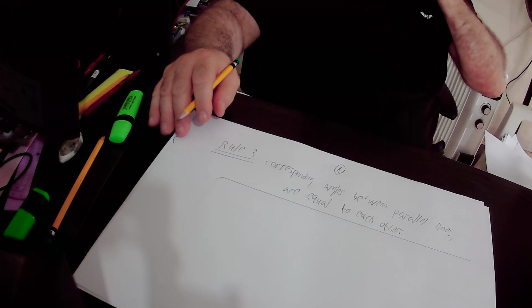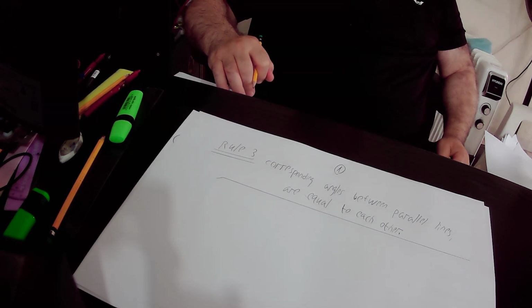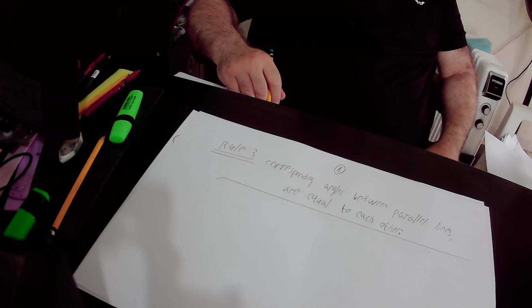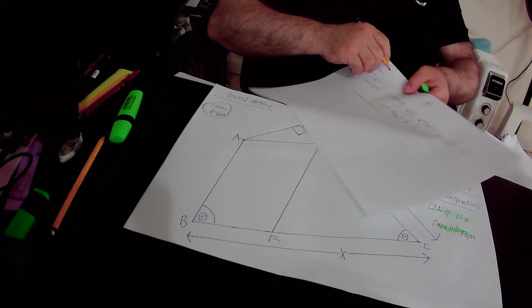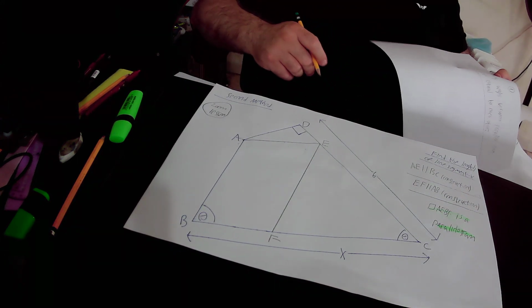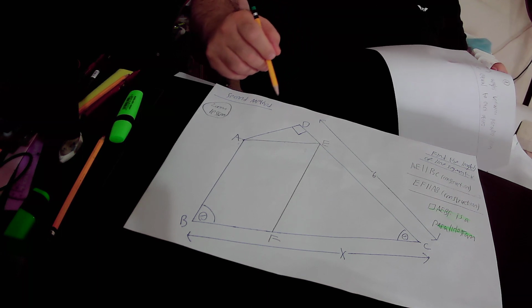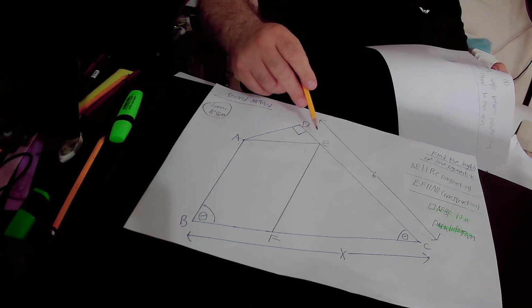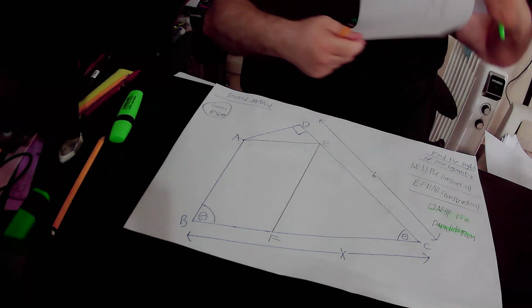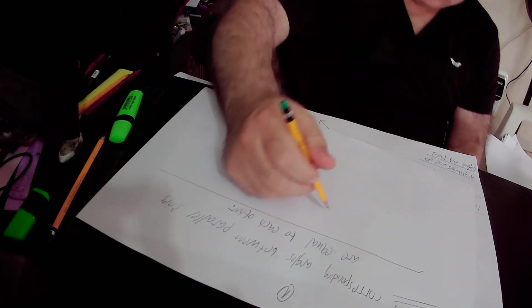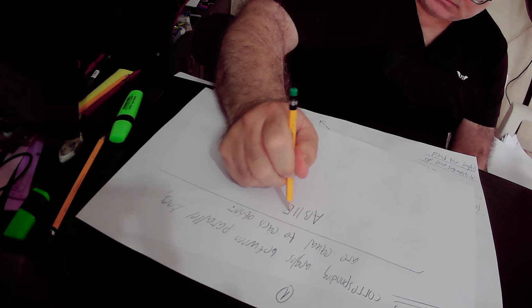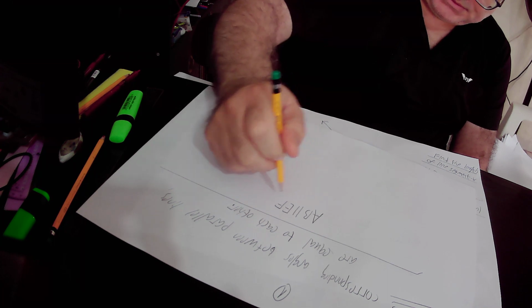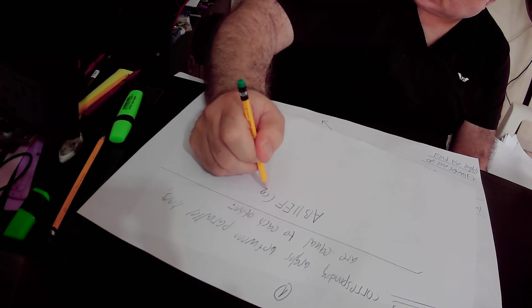I repeat again, according to rule number 3, corresponding angles between parallel lines are equal to each other. So, in our drawing, according to our construction, side AB is parallel to side EF.